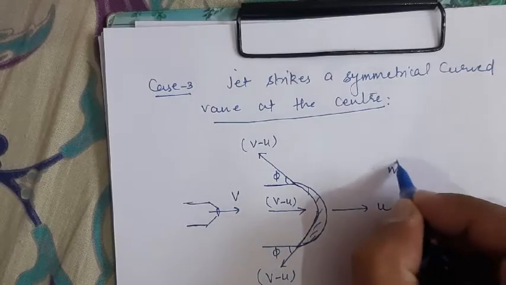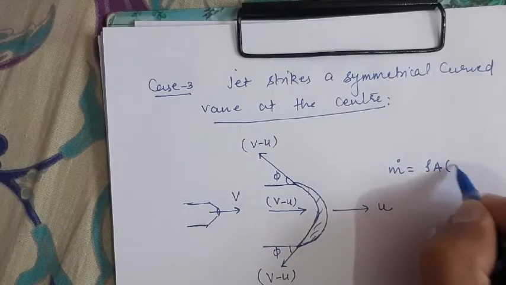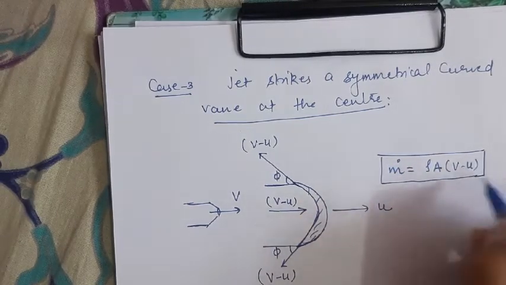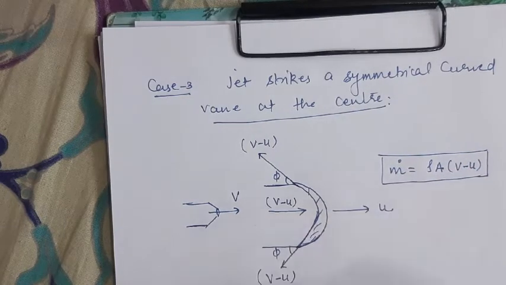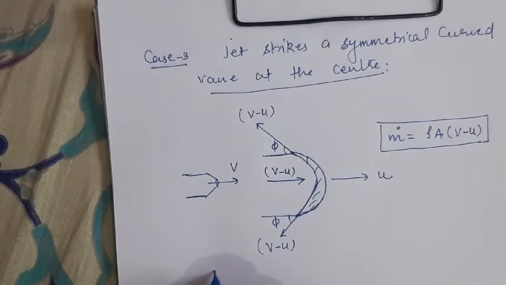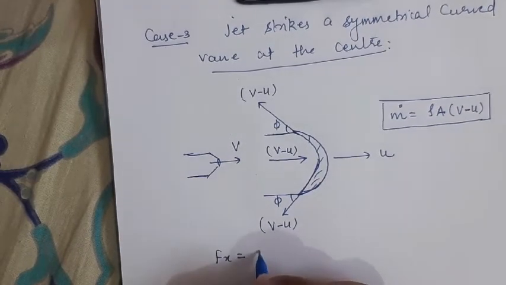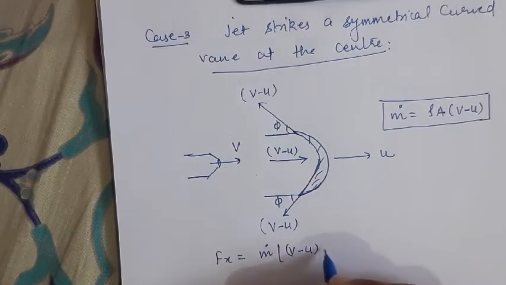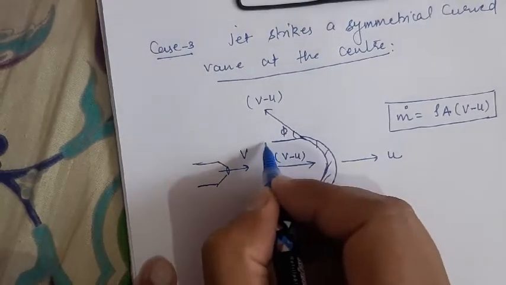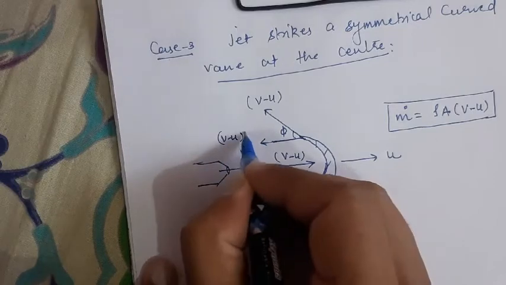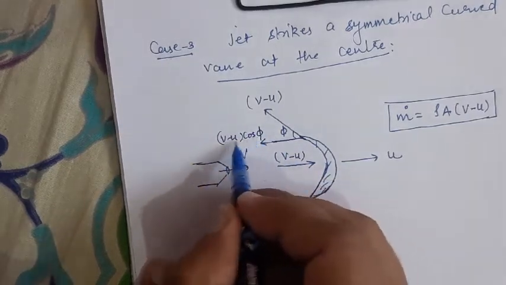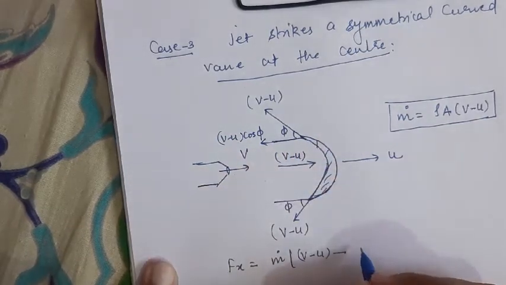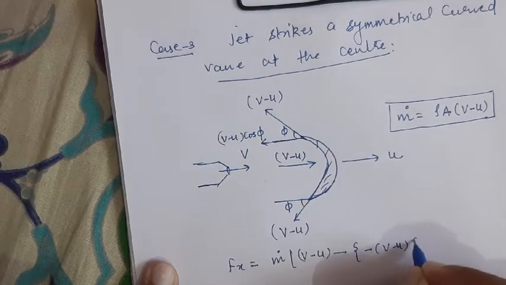Now, first of all, let me write the mass flow rate. It's straightforward: rho a (v minus u), because the jet is striking with relative velocity v minus u. So the mass of water striking the blade per unit time would be rho a (v minus u). Now Fx, the force in x direction, can be written as m dot into the relative velocity at inlet, v minus u, minus the relative velocity at exit. This is v minus u cos phi, which is the component of relative velocity at the exit in negative x direction. Therefore, in positive direction, it would be minus of (v minus u) cos phi.